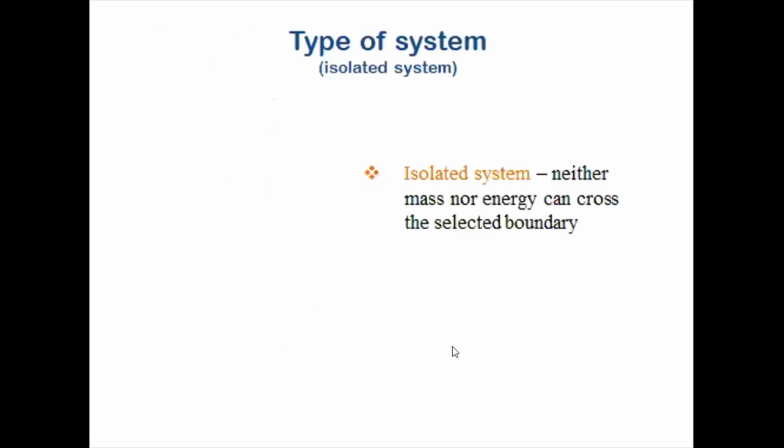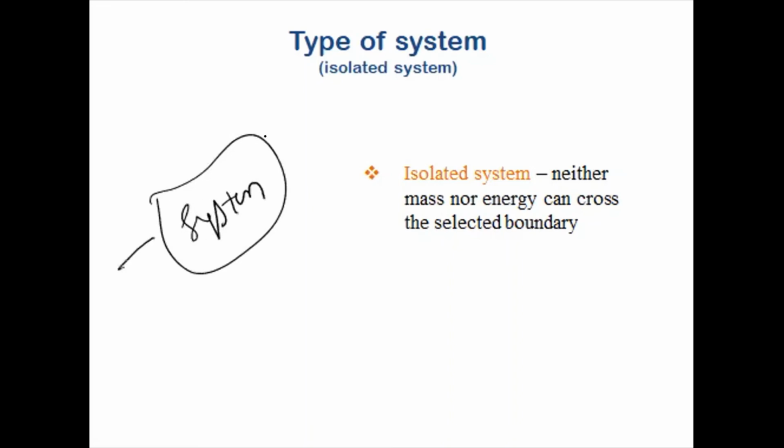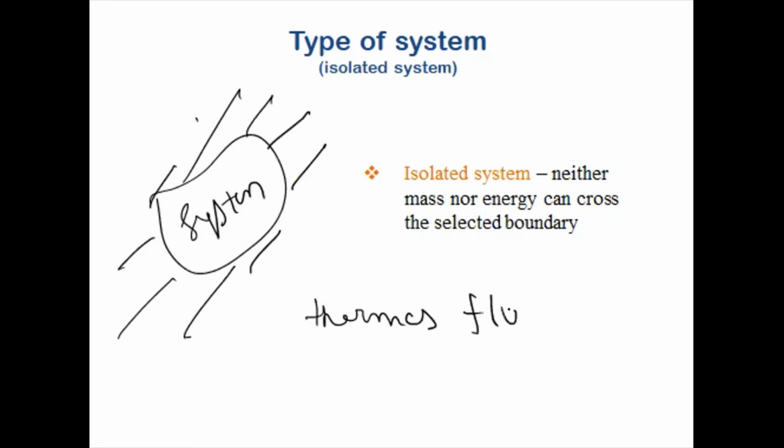Now let's talk about the isolated system. An isolated system is a system in which neither mass nor energy can cross the selected boundary. So if this is the system, in this system, energy transfer is not possible and mass transfer is again not possible. So this is the isolated system. We have a few examples of the isolated system, such as the thermos flask, which is well insulated. A well insulated thermos flask is a good example.